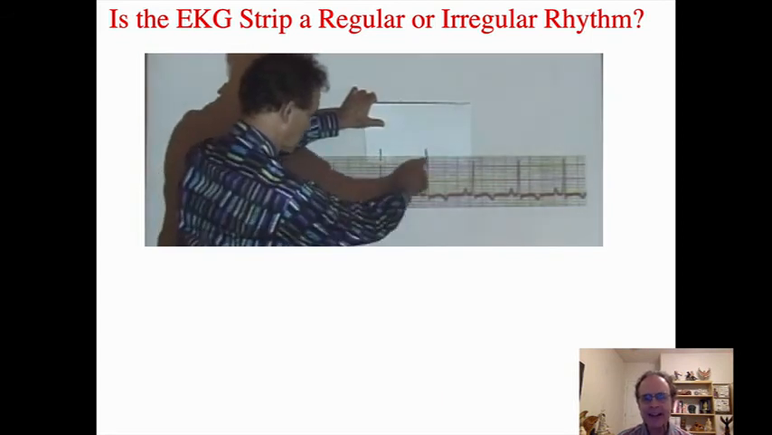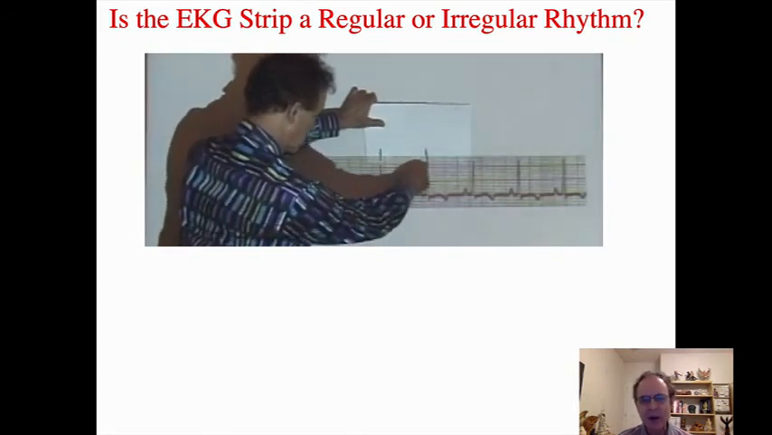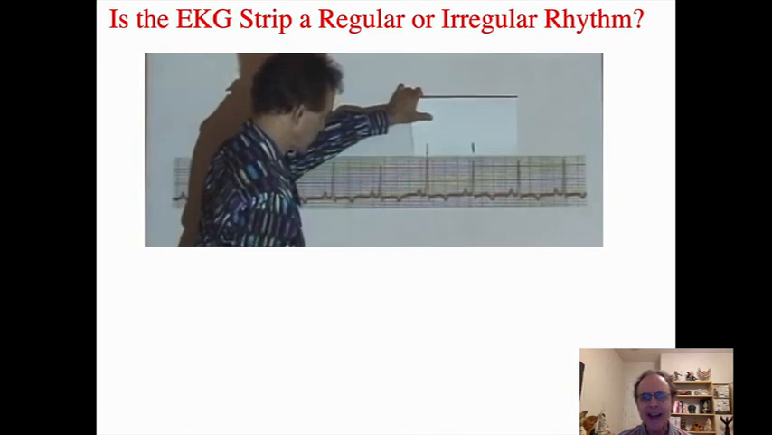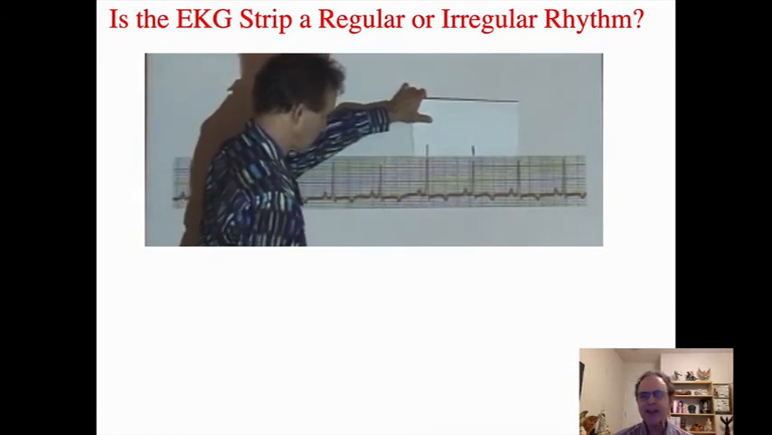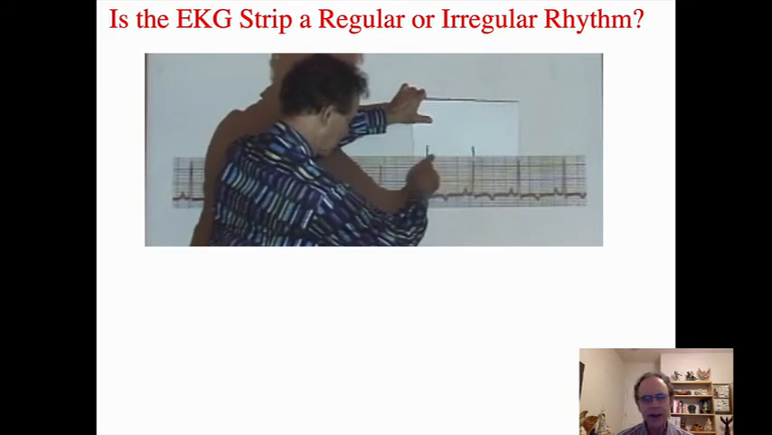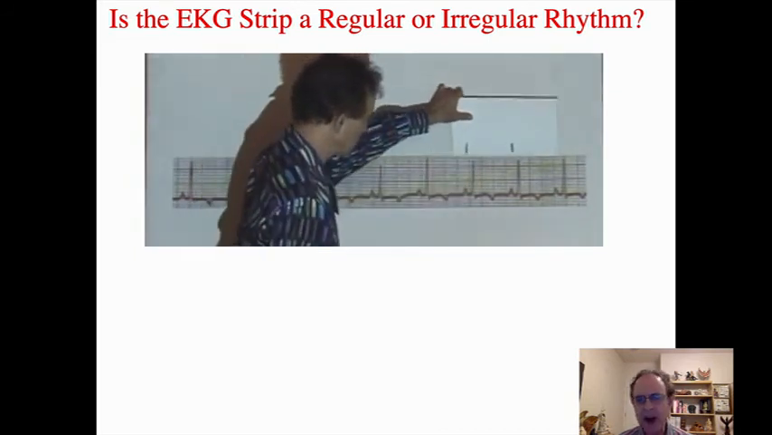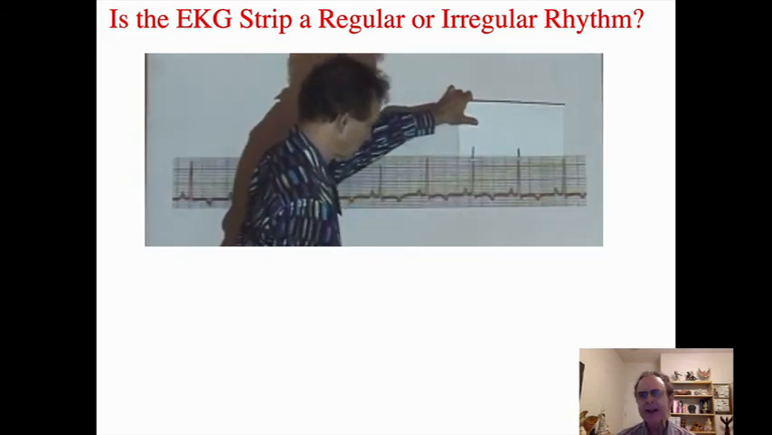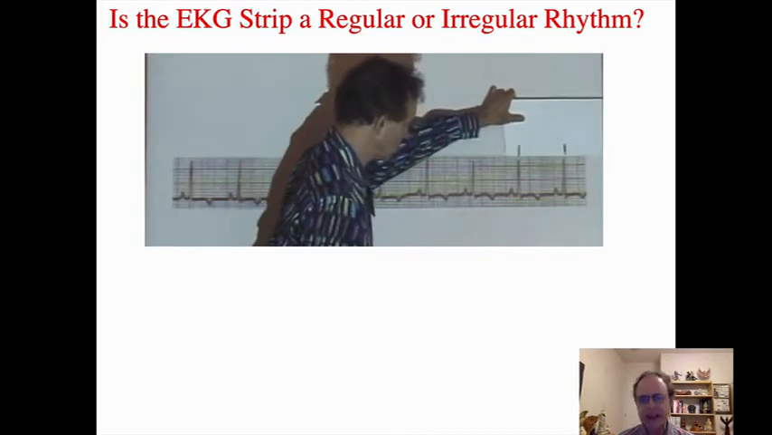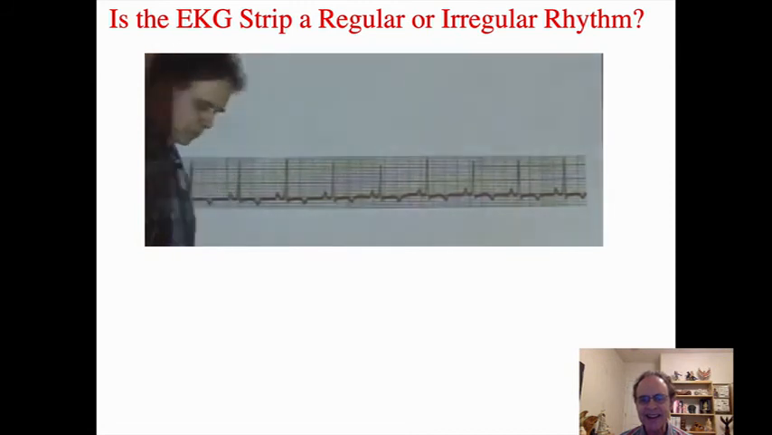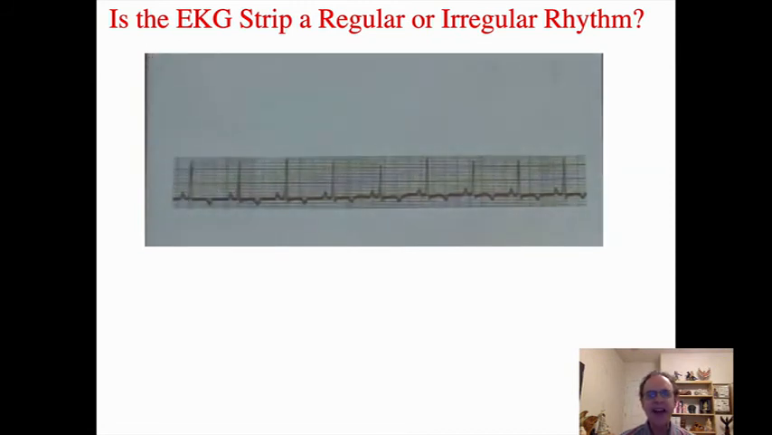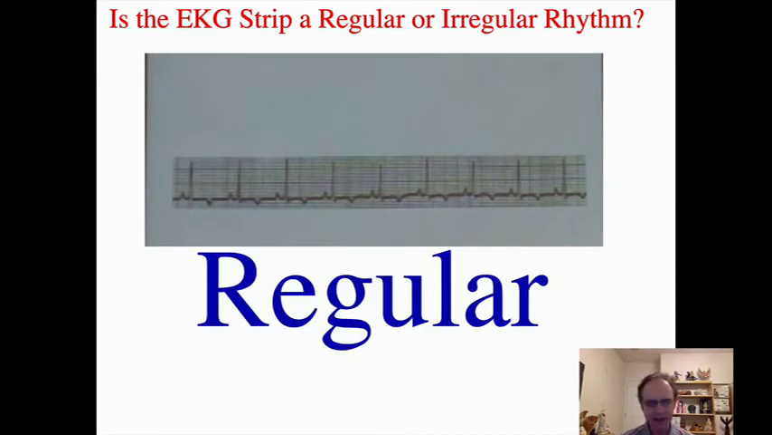Wow, look at that, class. That is just so textbook regular. Look at that from the next one. And class, you go through the entire rhythm strip. You don't just do a few, you do the entire rhythm strip. One R wave to the next R wave to the next R wave, all the way until you can't go any further, and that is it. Class, that is textbook regular. And that's how you do it.